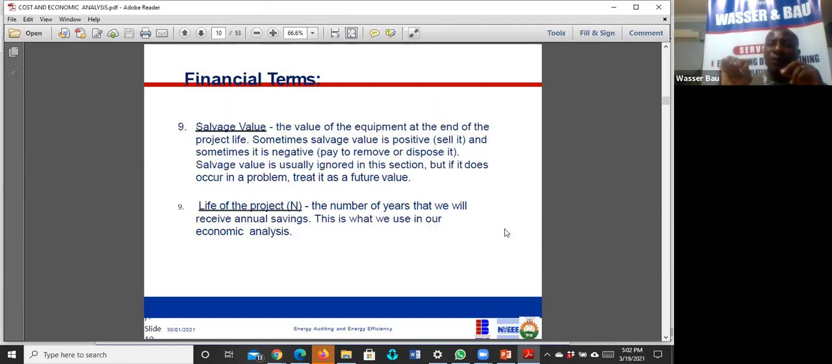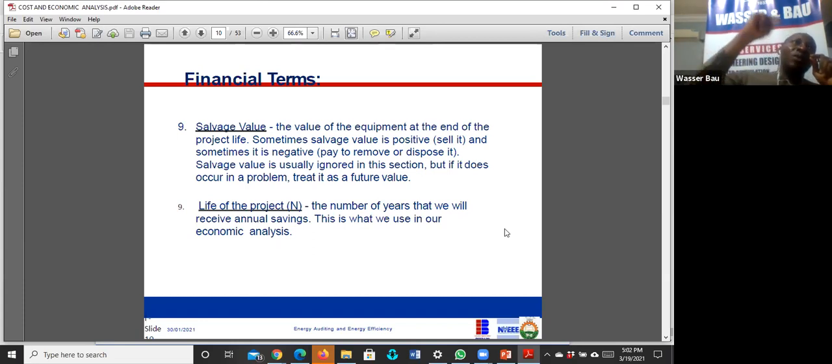Then we have the salvage value. The salvage value is the value of equipment at the end of the project life. Sometimes salvage value is positive. It's positive if you can sell it at the end. And sometimes it is negative if you still have to pay money to dispose of it. Salvage value is usually ignored in this section, but if it occurs in a problem, treat it as a future value.